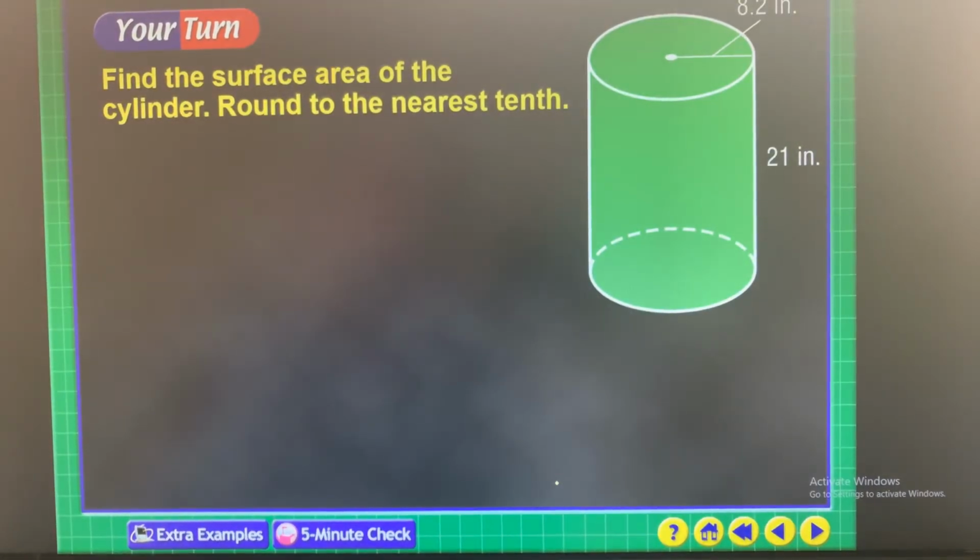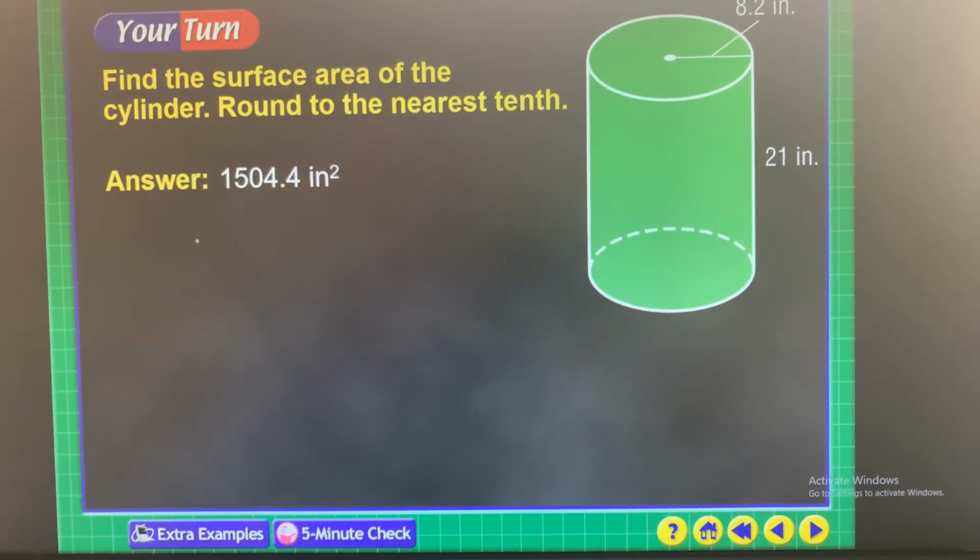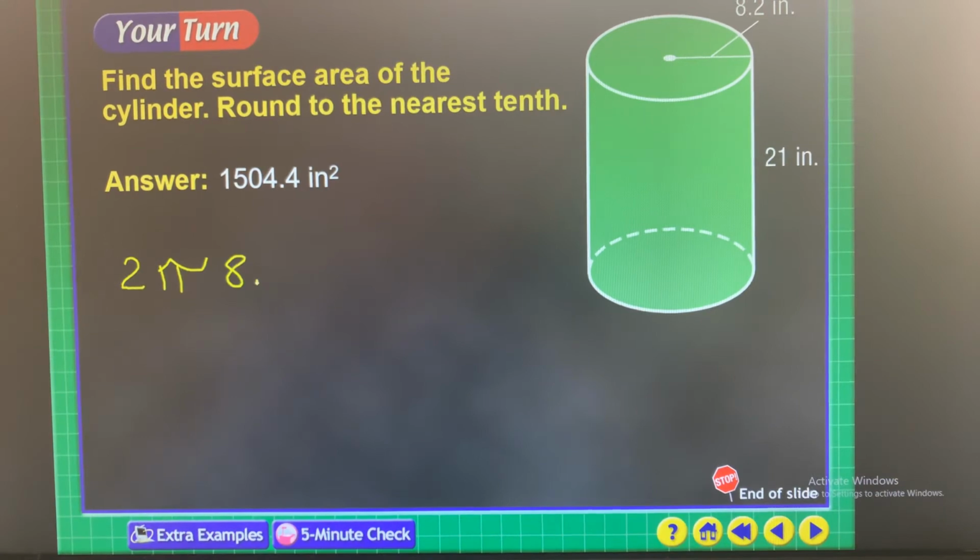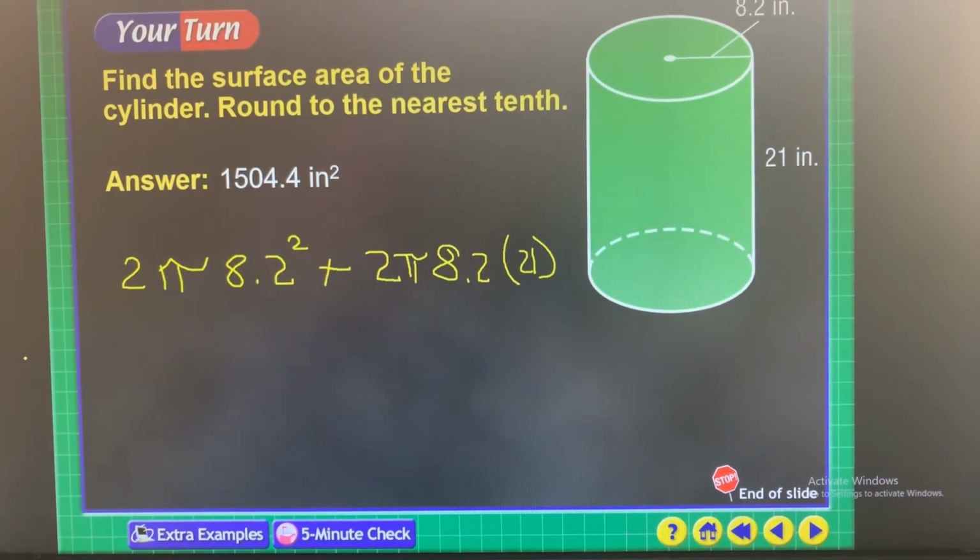Here we go again. 2 pi r squared plus 2 pi rh. So get that formula down in your brain. 2 pi 8 2/10 squared plus 2 pi 8 2/10 times 21. Make sure you can put it into your calculator. You can put it all in one swoop and then hit enter. Remember, you're rounding to the nearest tenth.